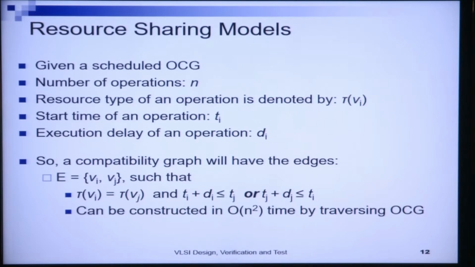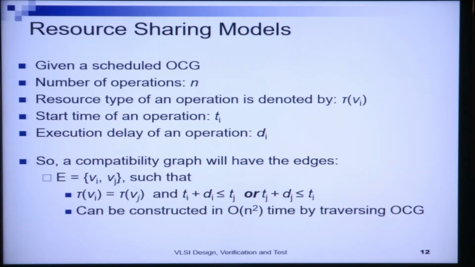So, the compatibility graph will have edges E equal to (Vi, Vj) such that τ(Vi) equals τ(Vj). The first condition tells me that τ(Vi) and τ(Vj) must be the same. That means Vi and Vj must be executable by the same type of resource.